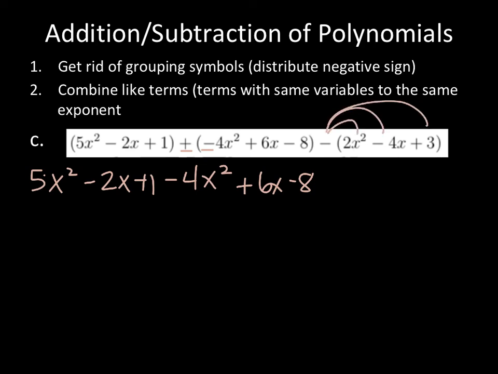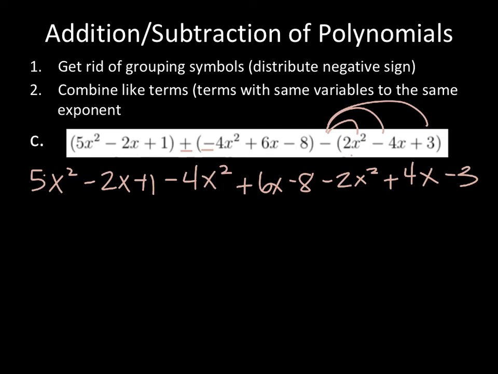Now I need to distribute this negative to these three. So I'm going to change the sign of all of them. This will become negative, positive, and negative. Now I have these. It might be really important to cross things out. Again, if you want to write it vertically, do it, whatever works for you.